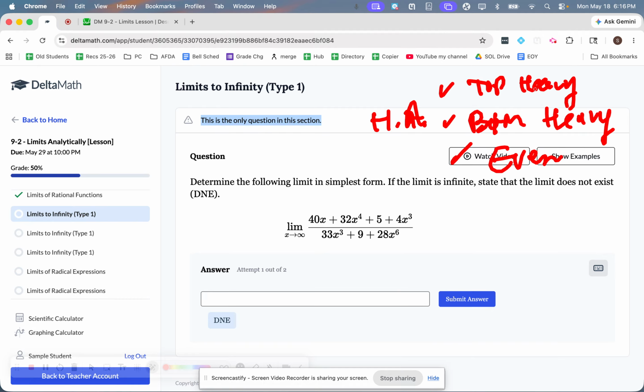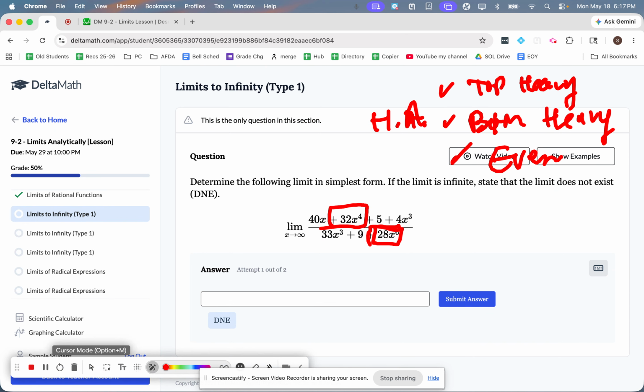And they're all determined by the highest degree term. The term that has the highest exponent, you could ignore everything else, both on the top and the bottom. So first, let's identify that to see which of these scenarios we got. I'm seeing this as the biggest exponent, and I'm seeing this as the biggest. I should capture that. 28 to this to x to the 6th power.